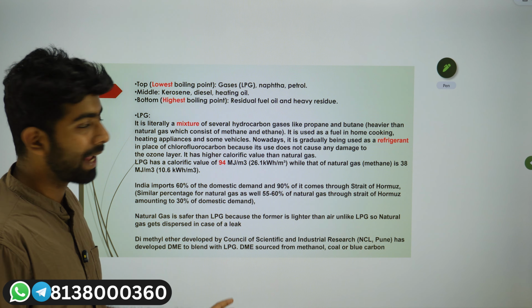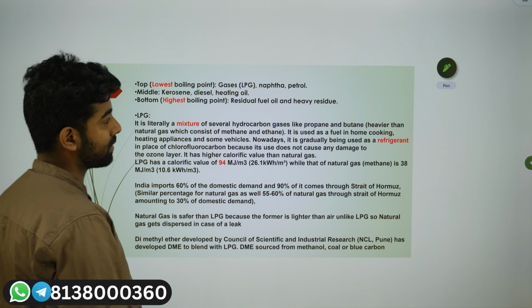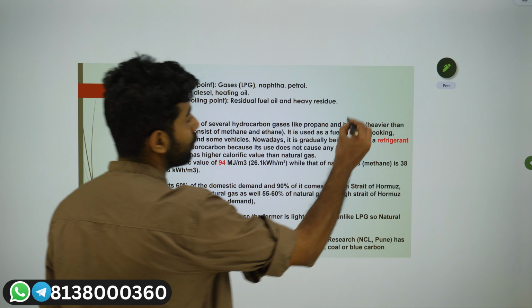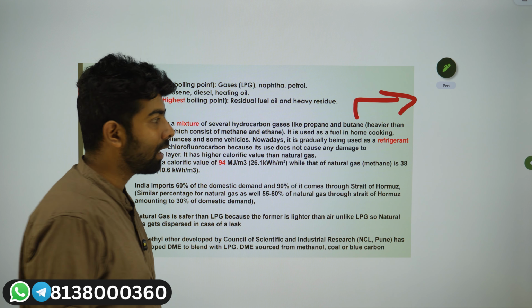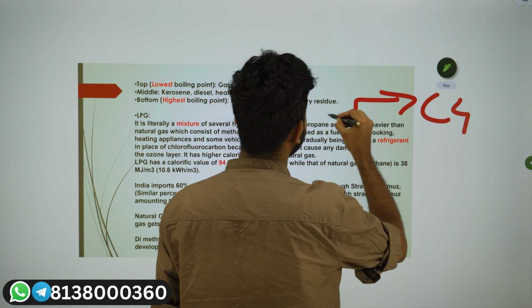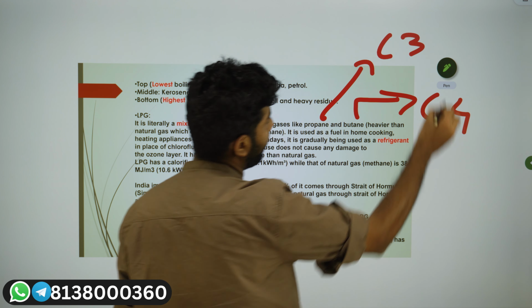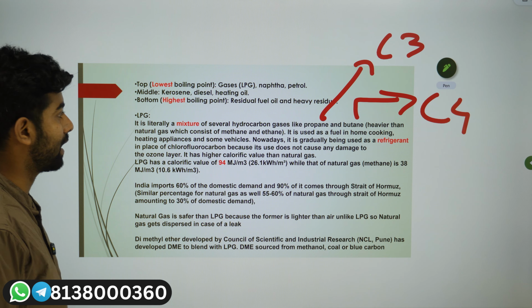LPG, if you look carefully, is actually a mixture of several gases like propane and butane. Butane consists of 4 carbon atoms, right? 4 carbon atoms, and propane consists of 3 carbon atoms. Okay, just keep that information as well.